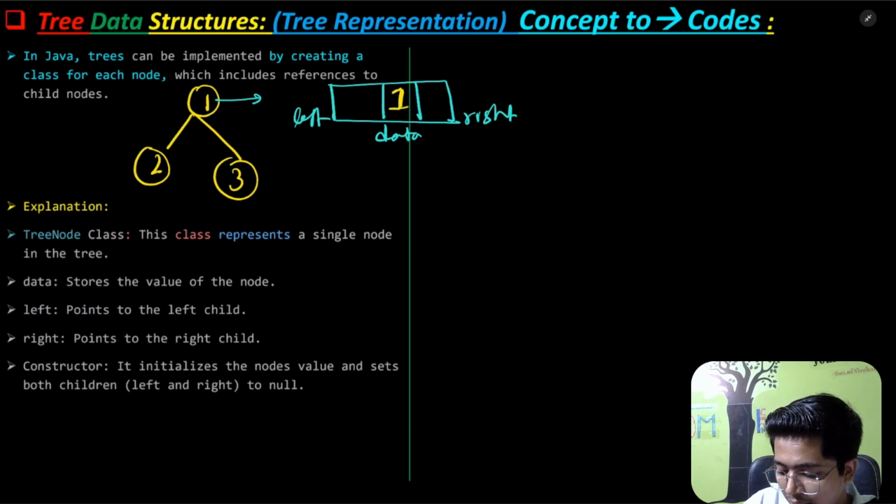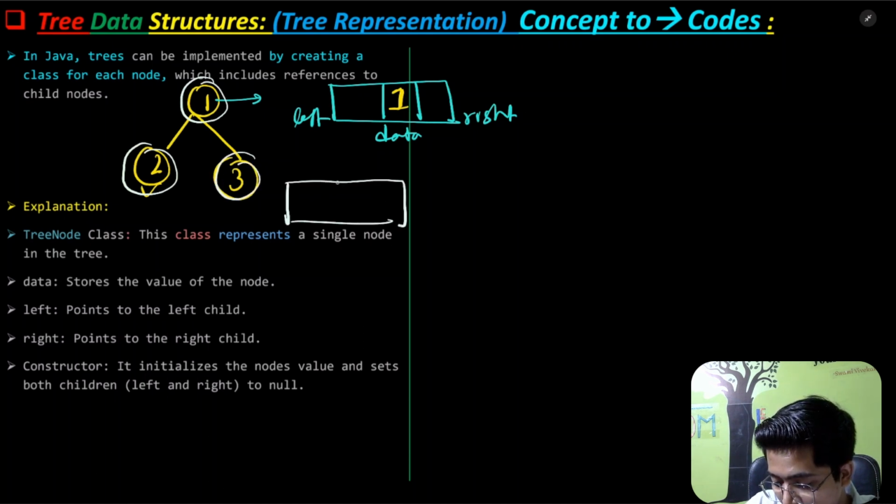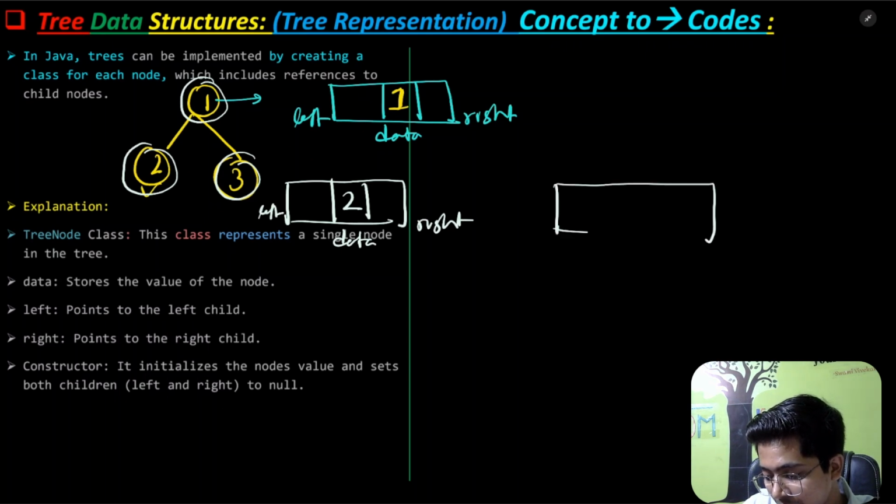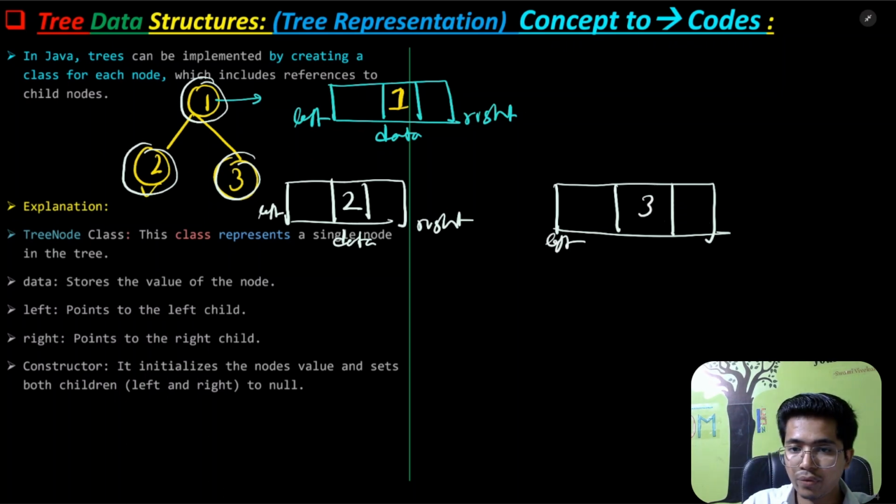Now one points to another. Two is also represented as a node. One, two, three: all of these are different nodes. If you create another node, 2, it looks like this. This is again the data part, where 2 is stored. This is the left part, and that is the right part. Now if you draw the architecture of 3, it goes like this: left part, right part, and the data part where 3 is stored.